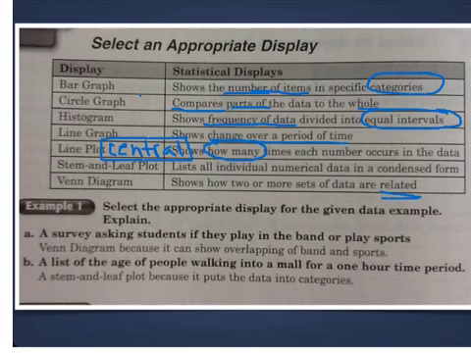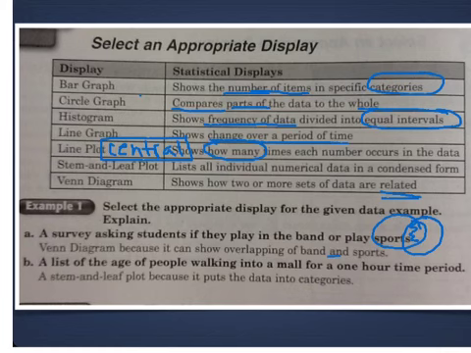So if we're asking students if they play in the band or play sports and we want to display that data graphically, a Venn diagram would be a great way to do so because it can show the overlapping of band and sports. So we would want to use a Venn diagram. That's band, that's sports, and these are the kids that do both.